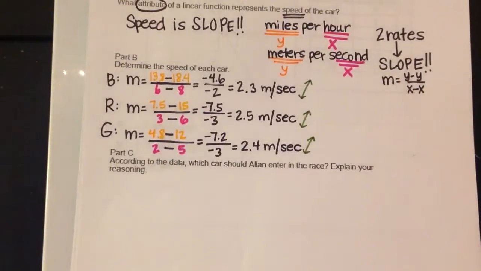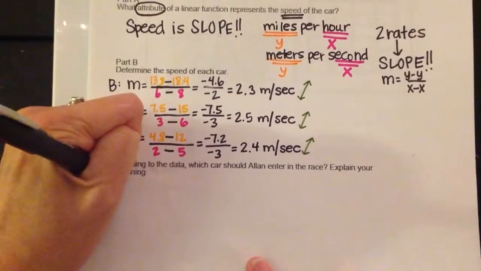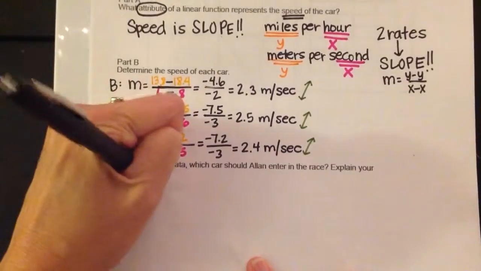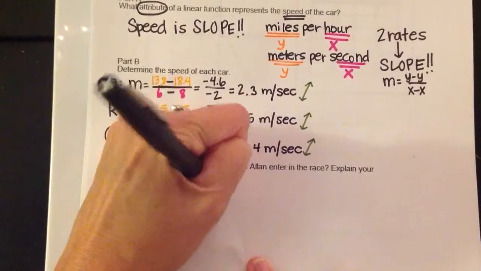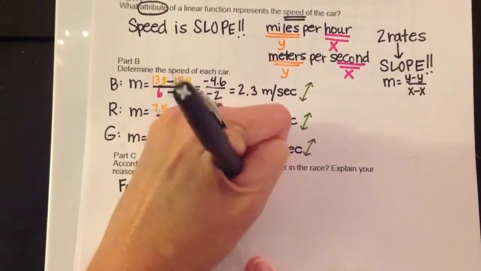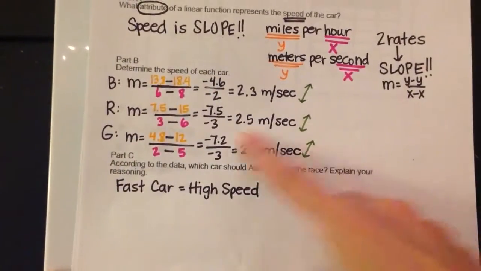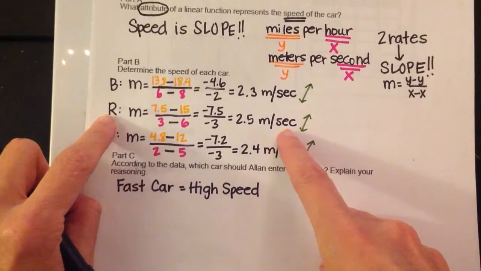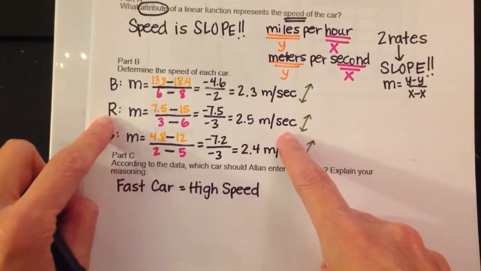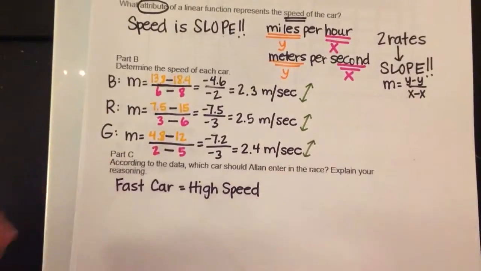According to the data, which car should Alan enter in the race? Explain your reasoning. Well, let's think about it. If we're running a race, we want the fastest car. The fastest car has the highest speed. Fast car equals highest speed. Which car was going the fastest according to its speed? The red car. The red car had a speed of 2.5 meters per second. It's covering more distance in the same amount of time than the blue or the green car.